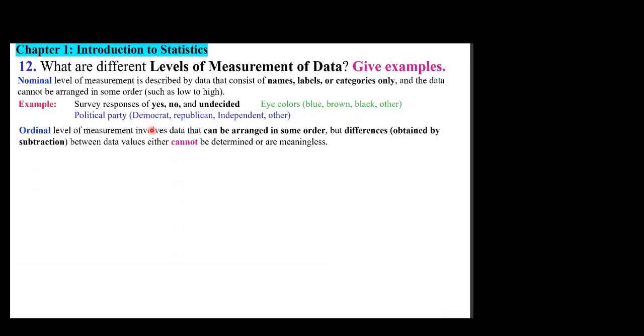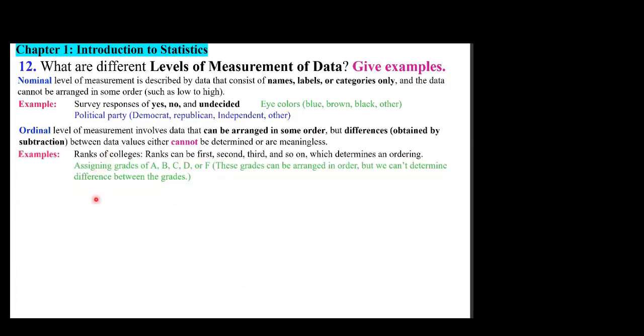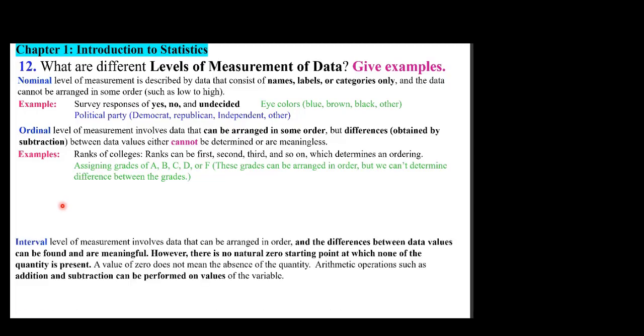Ordinal. Level of measurement involves data that can be arranged in some order, but differences obtained by subtraction between data values either cannot be determined or are meaningless. Ranks of colleges: that would be an example. Rank can be first, second, third, and so on, which determines an ordering, assigning grades A, B, C, D, and so on.